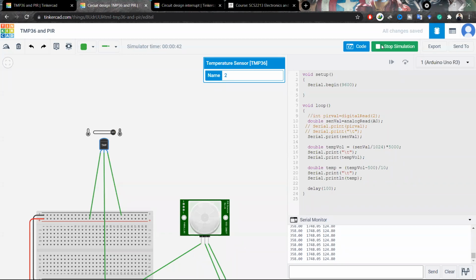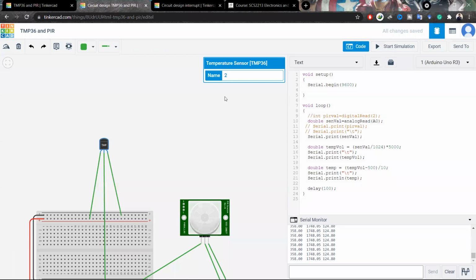Excuse me, sir. Yeah, go ahead. Sir, isn't the final temperature supposed to be 125? Oh, no, it's 0.2 less. That's what I'm asking.